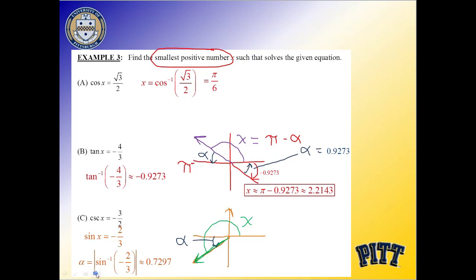So I have to make sure. If I'm going in that positive direction, the first time I get an angle that's going to give me a negative value for sine is when I enter into quadrant 3. So I want a quadrant 3 angle that has that as a reference angle. That means I'm going to go alpha more than pi. So I'm going to take pi and add that 0.7297, and I get approximately 3.8713. Now again, because it was only asking for the smallest positive number x, I only get one answer for each one of these.